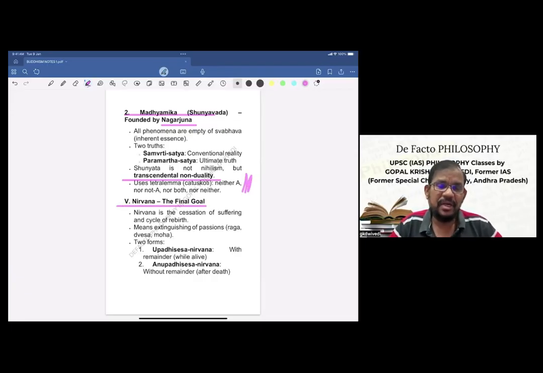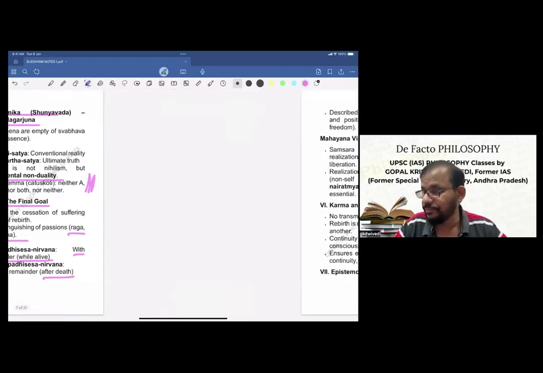That is the final goal. Nirvana is the cessation of suffering, which has already been told, and of the cycle of rebirth, because after Nirvana there is no rebirth. It means extinguishing of passion, that is Raga, Dvesh, Moha. So all passions are extinguished at the time of Nirvana. It has two forms basically. First is Upadhi Sesa Nirvana, that is with remainder, while alive. One gets Nirvana. Then Anupadhi Sesa Nirvana, that is without remainder, that is after death one gets Nirvana. So these are the two forms of Nirvana.